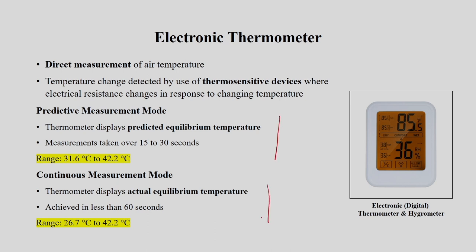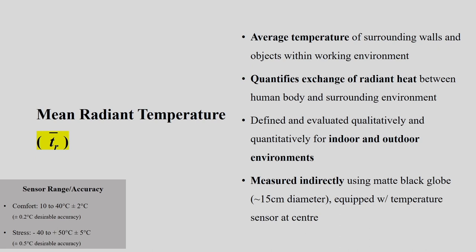If it is continuous, then you can use a thermometer to display the actual equilibrium temperature, achieved in less than 60 seconds. Okay, so that is possible. So, electronic, digital thermometer or hygrometer. Now, this was the air temperature or ambient temperature.